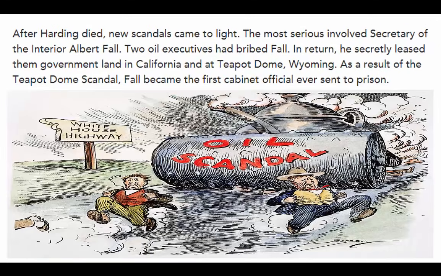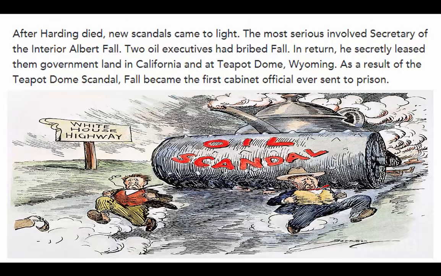After Harding died, new scandals came to light. The most serious involved Secretary of the Interior Albert Fall. Two oil executives had bribed Fall. In return, he secretly leased them government land in California and at Teapot Dome, Wyoming. As a result of the Teapot Dome scandal, Fall became the first cabinet official ever sent to prison.